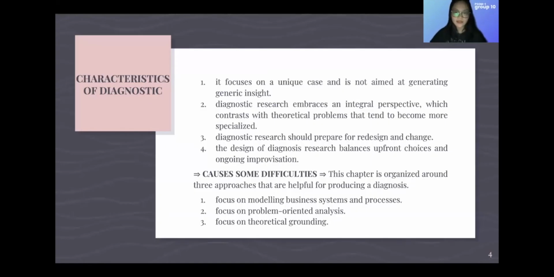About the characteristics of the diagnosis, it focuses on a unique case and is not aimed at generating generic insight. The research implies an integral perspective, which is constructed with theoretical problems that tend to become more specialized, and diagnostic research should prepare for redesign and change. Finally, the design of diagnostic research balances upfront choices and ongoing improvisation.